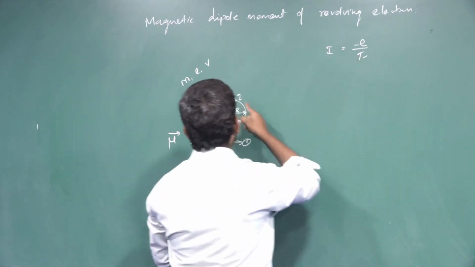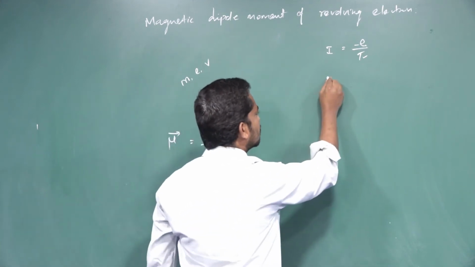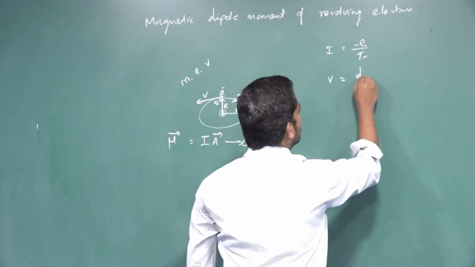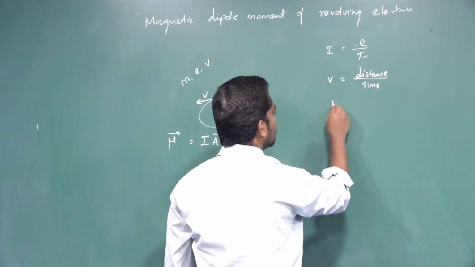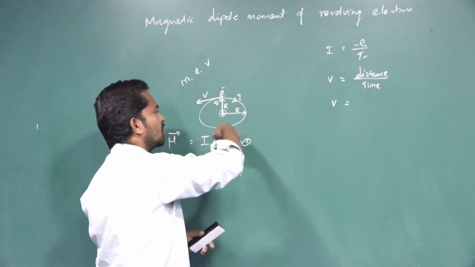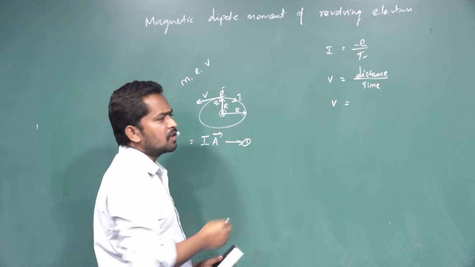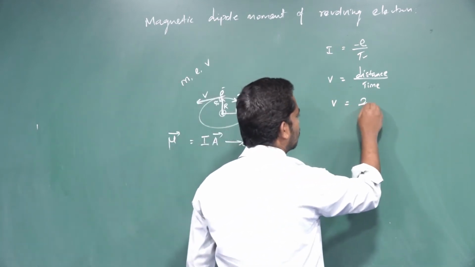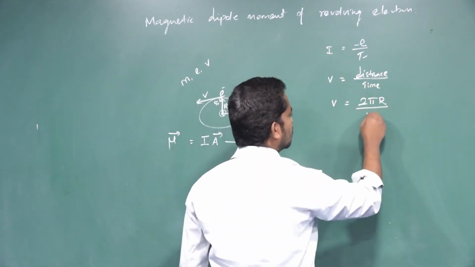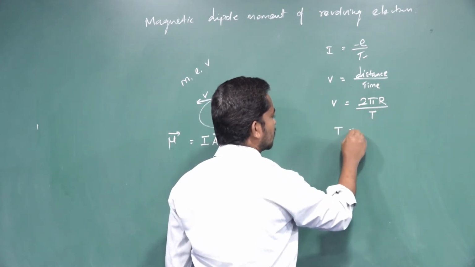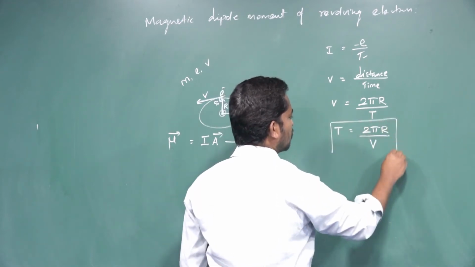Who is T? The revolving time period. The speed of the electron, the velocity v, is equal to total distance divided by time. Just imagine this is a circular path. One complete revolution is equal to the circumference, 2 pi r. So the distance is 2 pi r, and the time period is T. So T is equal to 2 pi r divided by v. This is the revolving time period.